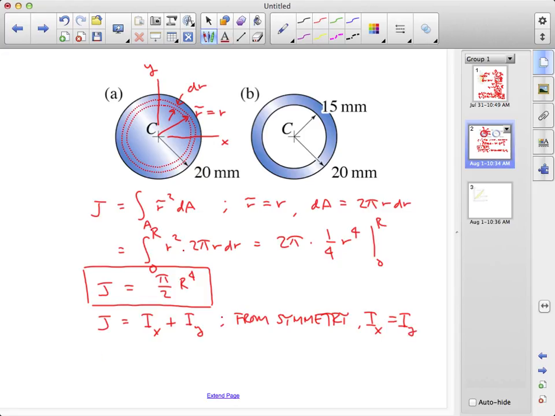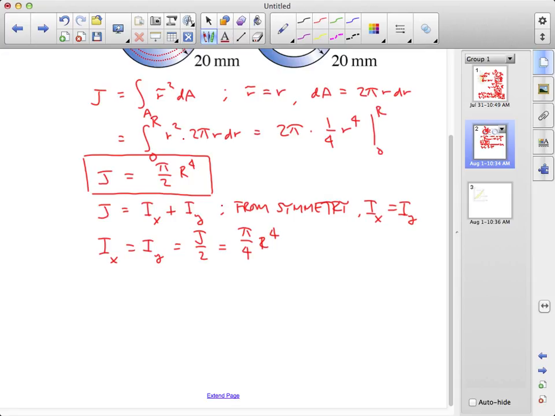In fact, what we find is that Ix is equal to Iy is equal to J over 2, which is pi over 4 r to the 4th. From here, we can plug numbers in to get the actual numerical values involved in the problem. For r equals 20 millimeters for the solid cylinder, this number ends up being equal to 2.513 times 10 to the 5th millimeters to the 4th.